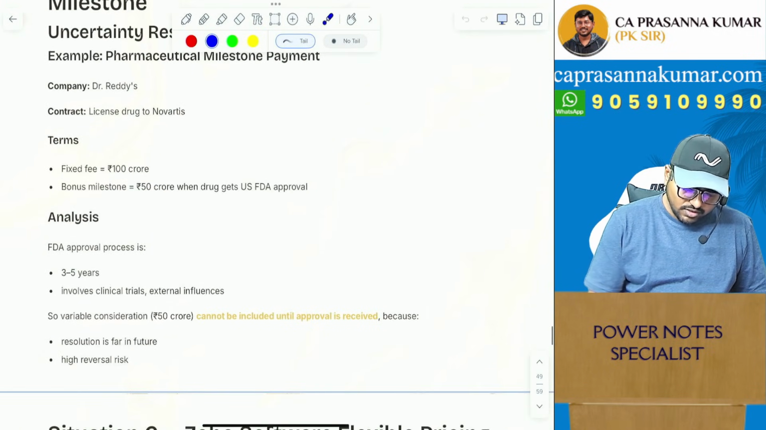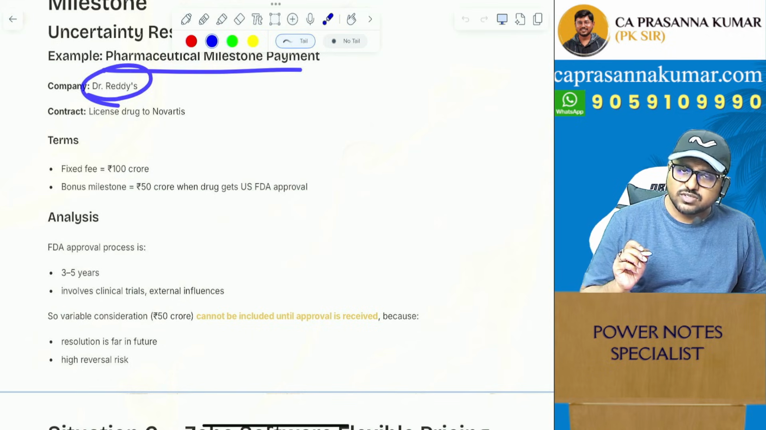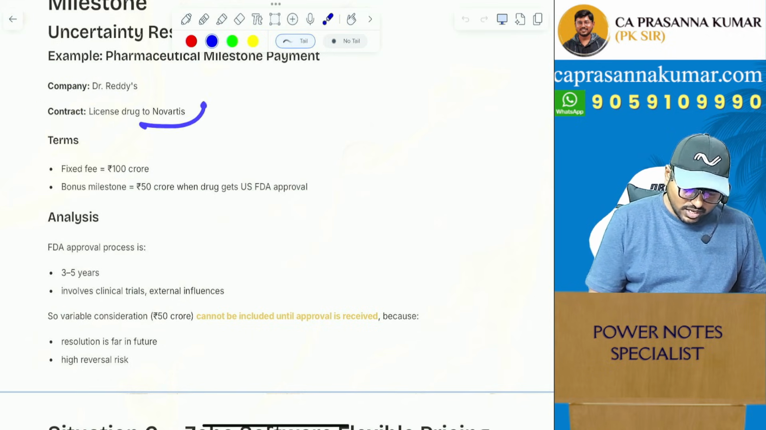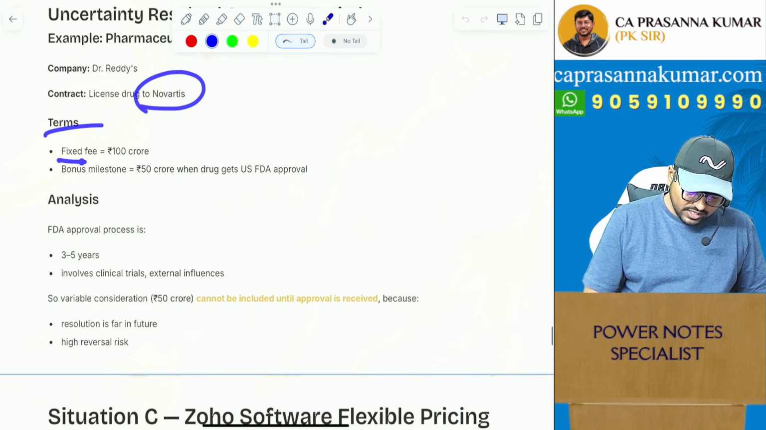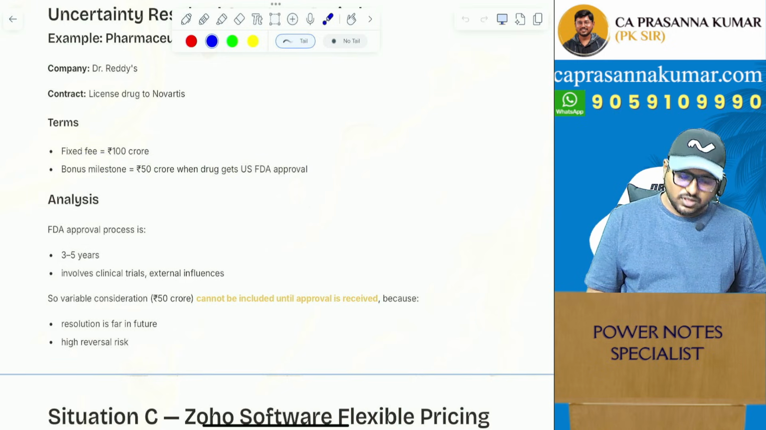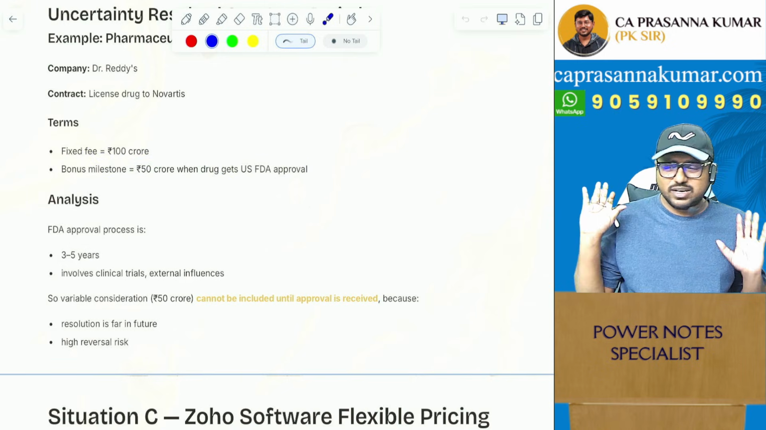See here. Pharmaceuticals is there, Dr. Reddy's. And what is the contract? Licensed drug to Novartis. There's a company called Novartis. Terms: fixed fee will be 100 crore. Bonus milestone is 50 crore when the drug gets US FDA approval. Fixed fee 100 will be included in TP, transaction price.